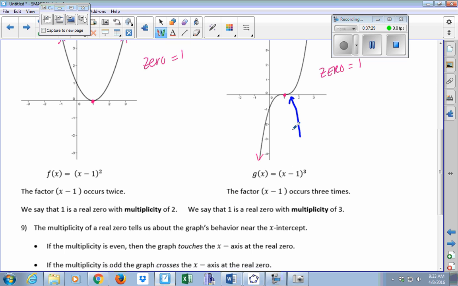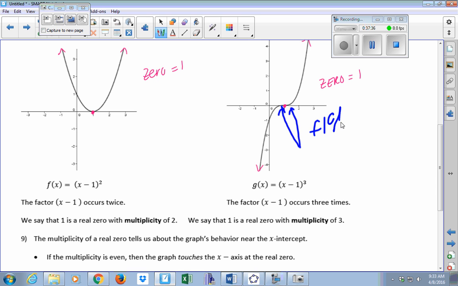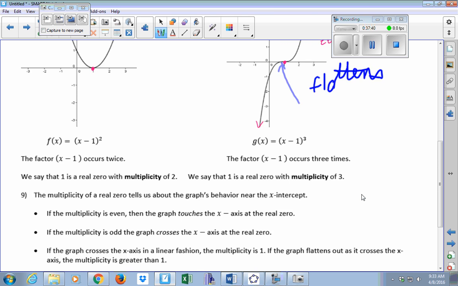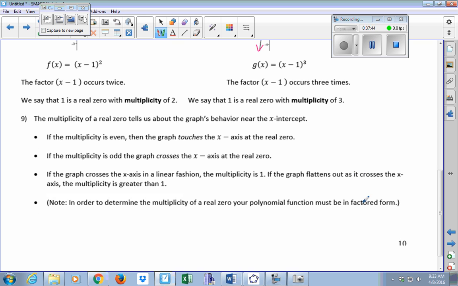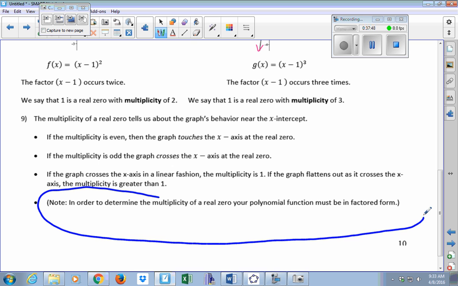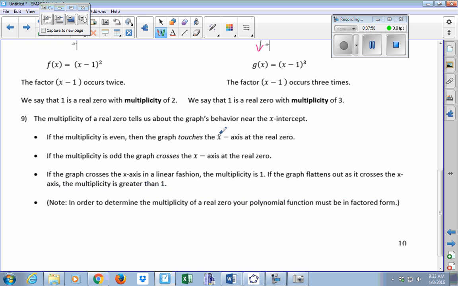It gets a little flat, flattens out. Then it's got to be a multiplicity higher than 1. It might be 3, it might be 5, it might be 7. Okay, and here's a note. In order to determine the multiplicity of a zero, you have to have it in factored form. You've got to have it in factored form in order to determine the multiplicity.